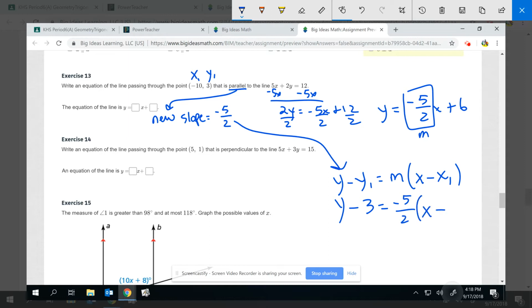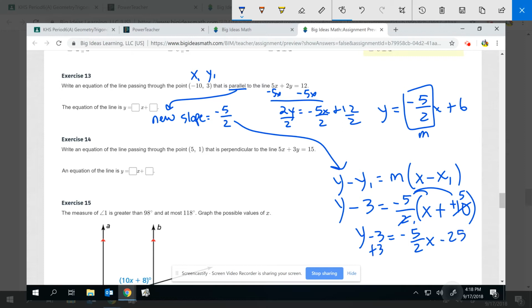X minus my x number is a negative 10. I would make those pluses. Distribute. Y minus 3 equals negative 5 halves x. The 2 is going to go into there 5 times. Negative 5 times positive 5 is negative 25.